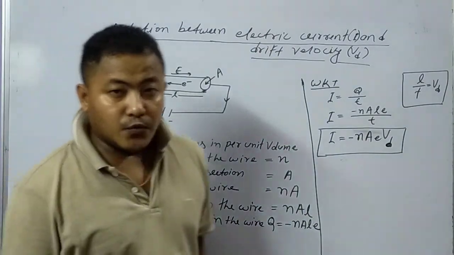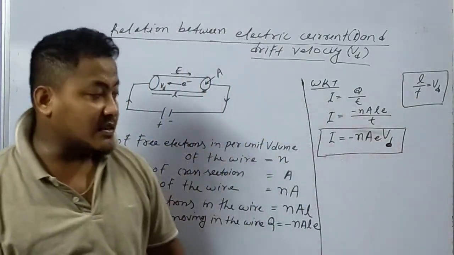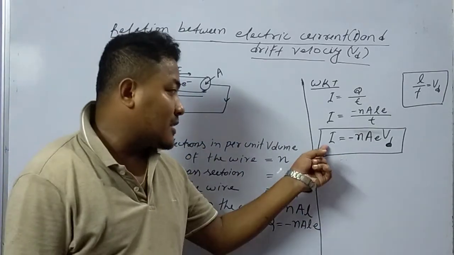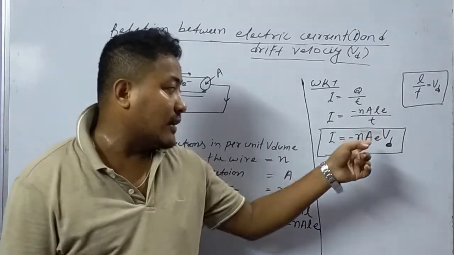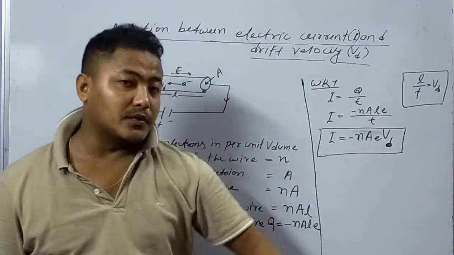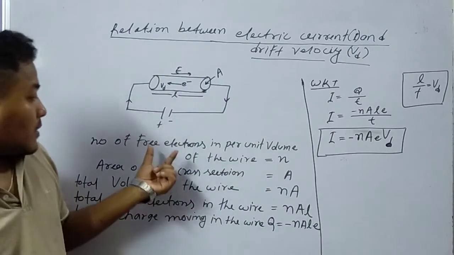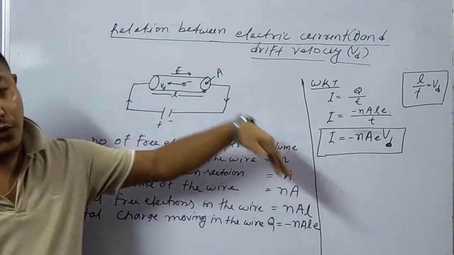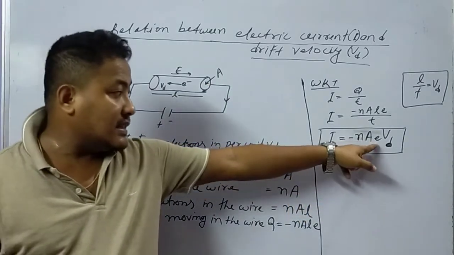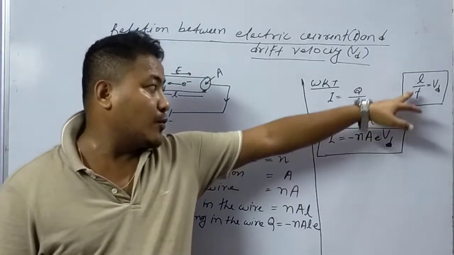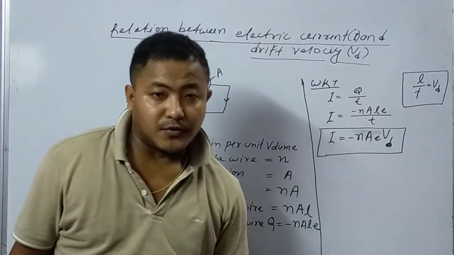I hope you have understood. So this is the relation between electric current and drift velocity: I is equal to minus NAeVd. What is N? The number of free electrons per unit volume of the wire. What is A? The area of cross section of the wire. And this is e, the electron charge. And Vd is your drift velocity.